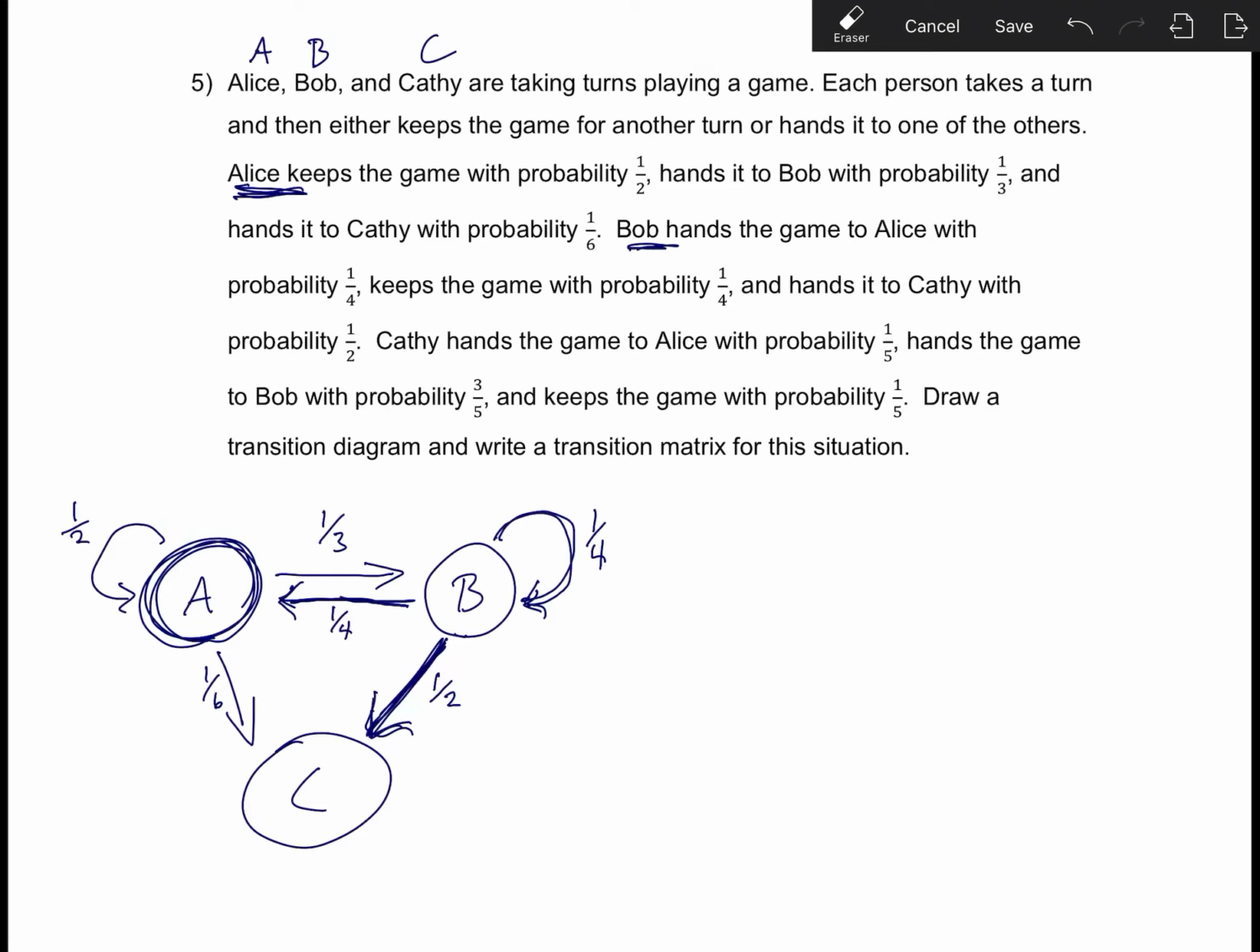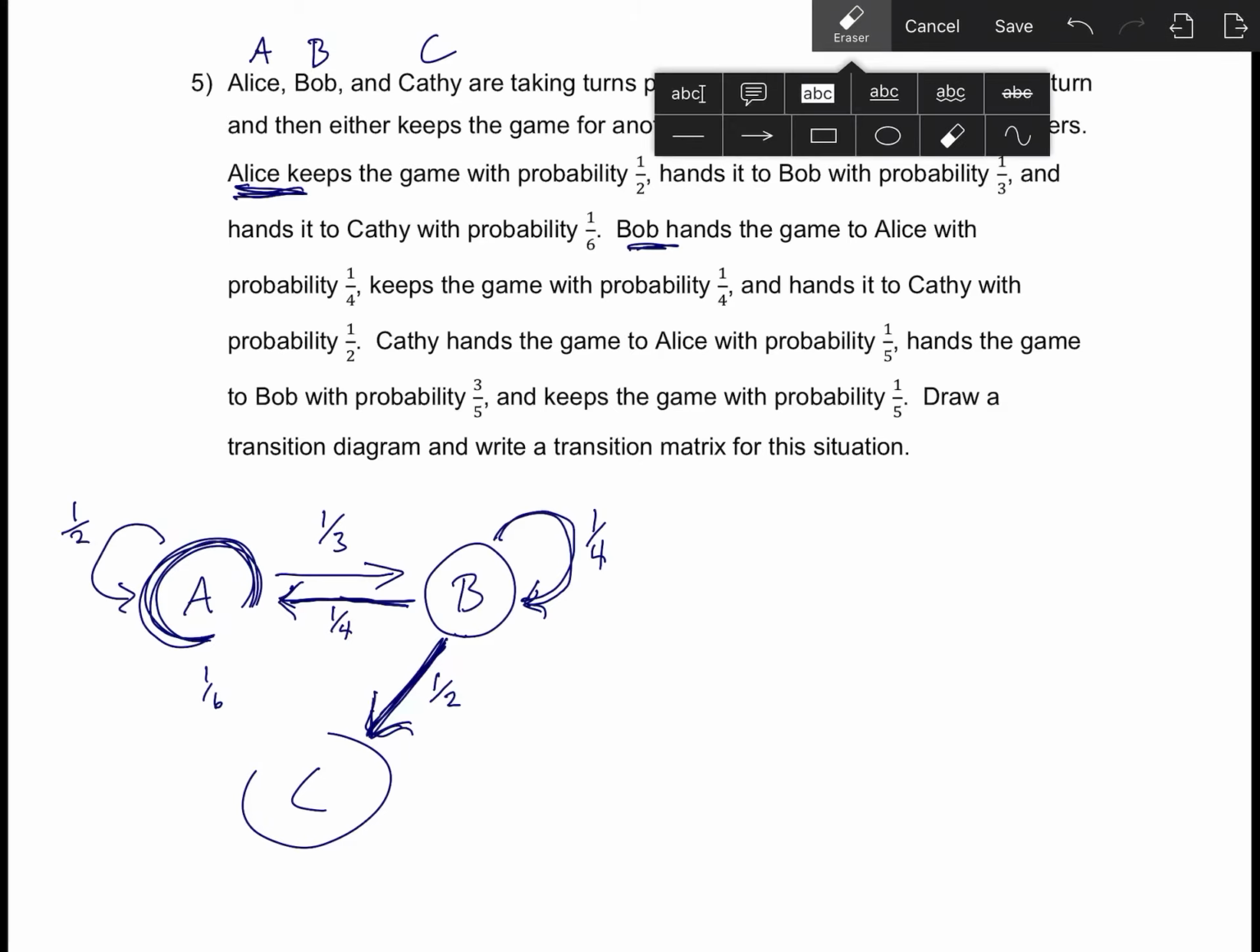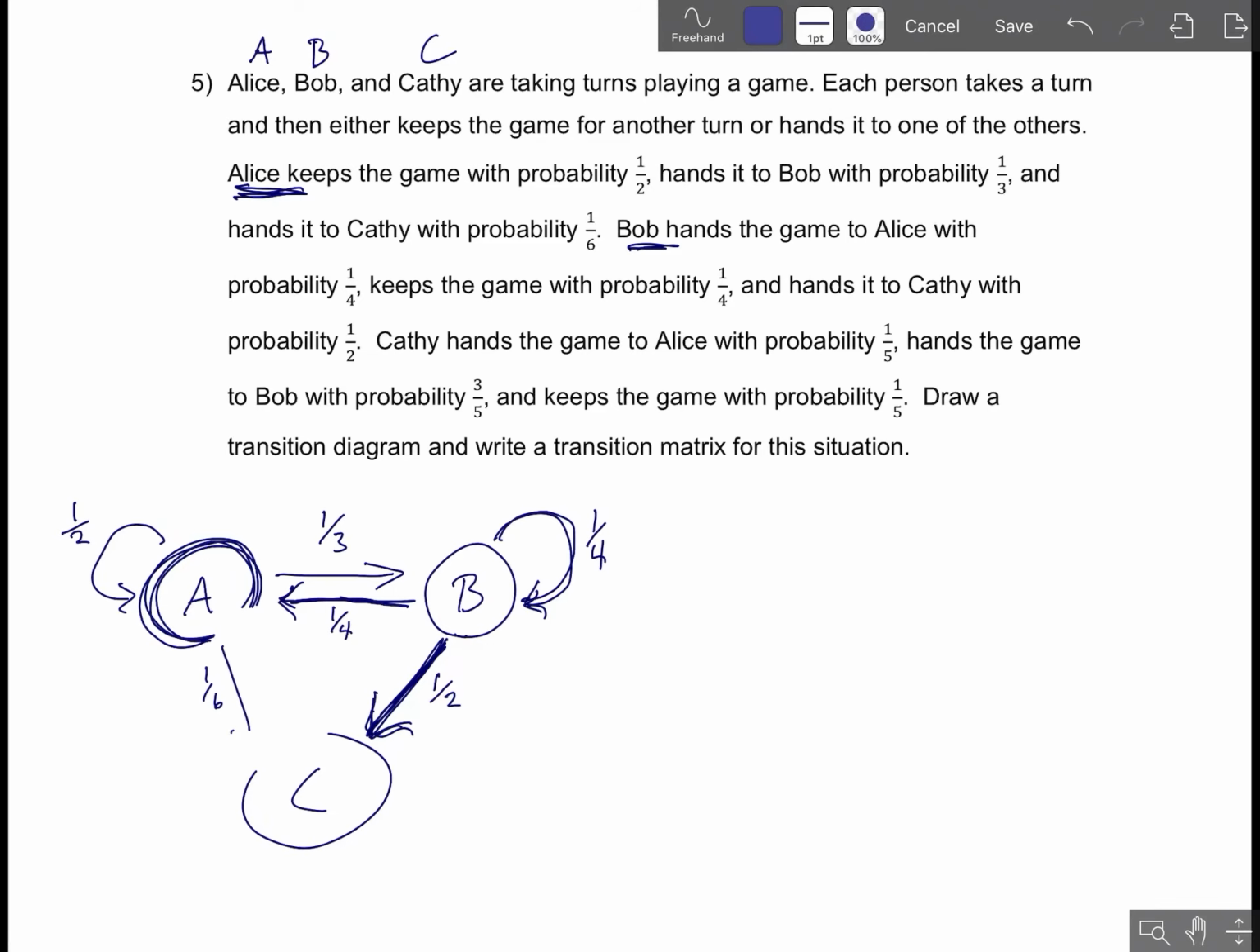And then lastly, for these arrows from Kathy, Kathy is handing the game to Alice with probability 1/5, so that would be, whoops, an arrow from Kathy to Alice with probability, sorry, that's 1/5. And then Kathy is going to hand the game to Bob with probability 3/5. So this one will be 3/5.